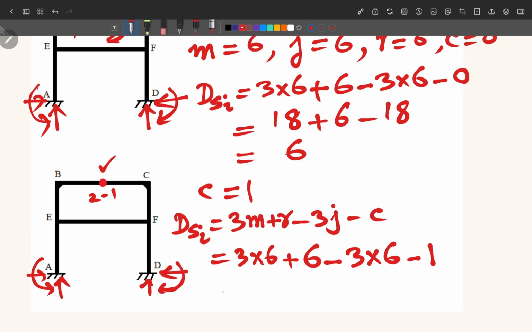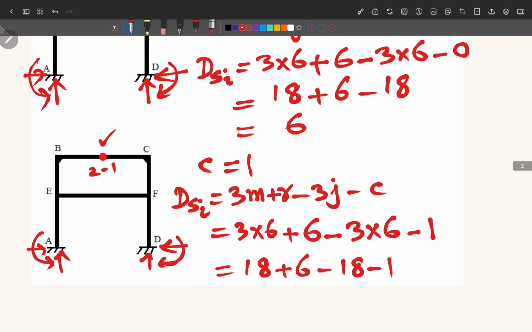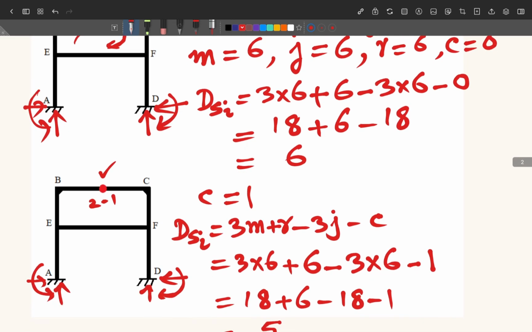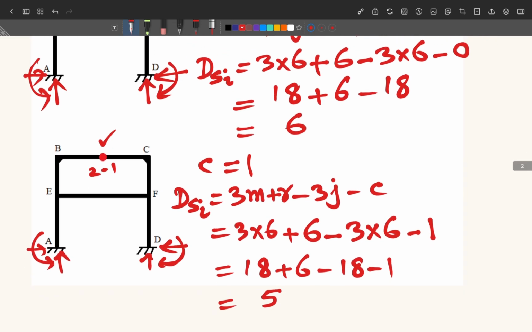Okay, now we simplify this, and this gives you 18 plus 6 minus 18 minus 1. So this is equal to 5. Now you can see here that once we introduce one pin in this frame, the degree of indeterminacy is reduced by 1. In the previous frame here, it was 6, and just by introducing this, the degree of indeterminacy has been reduced to just 5.